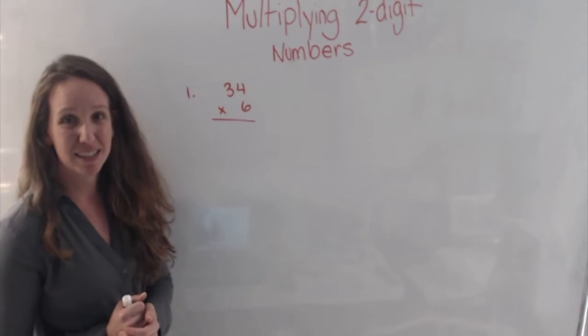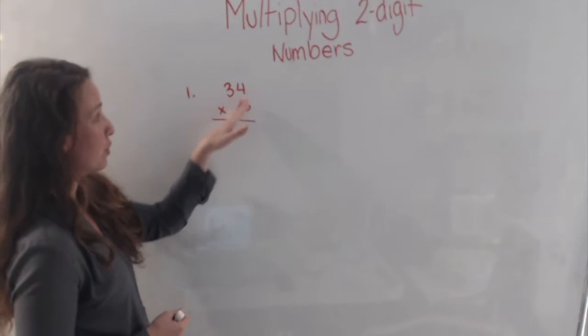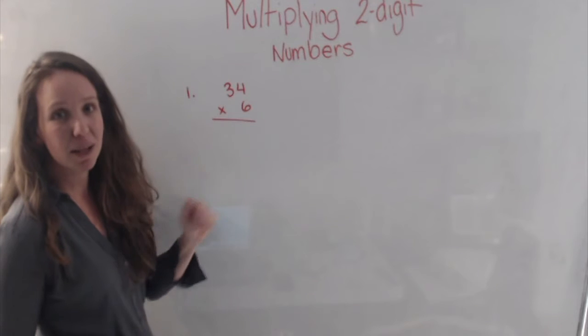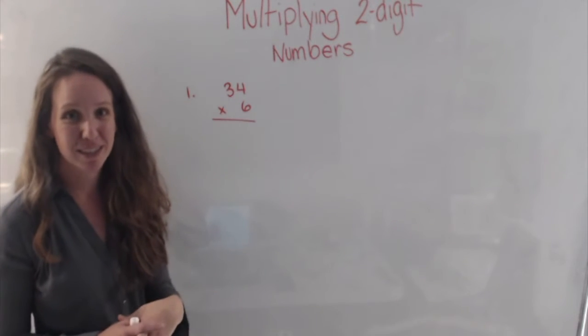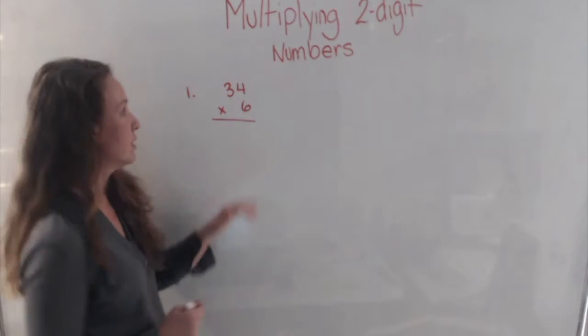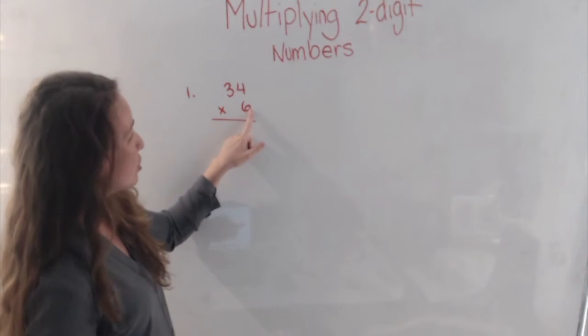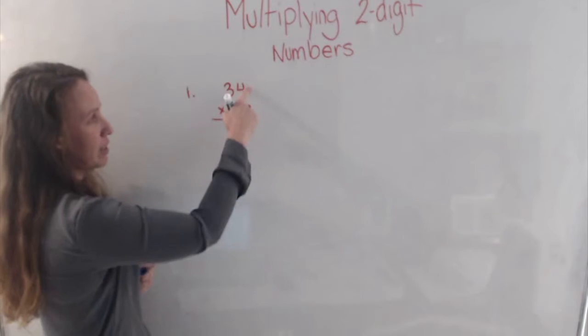34 times 6. We've discussed this before. 34 times 6 is the same thing as saying 30 times 6 plus 4 times 6. But we can do it all at once. It's not as bad as it looks. So let's first do 4 times 6. We always start in our ones first. What is 4 times 6?